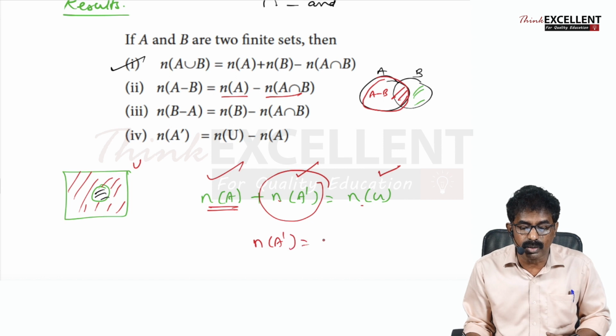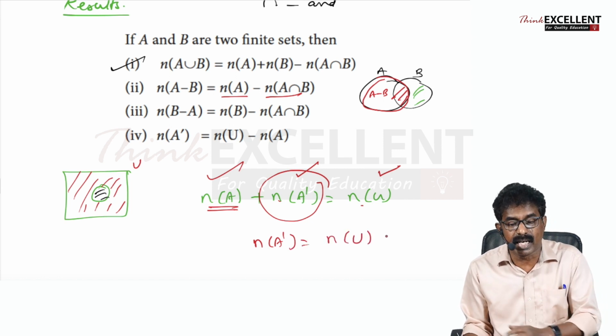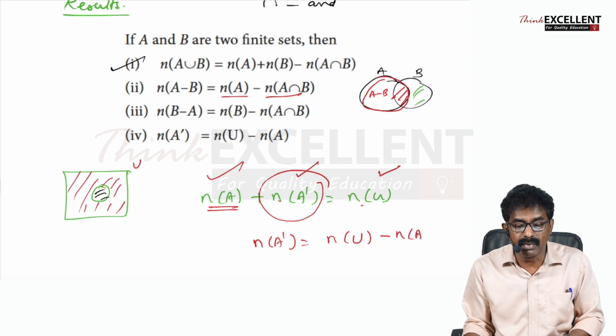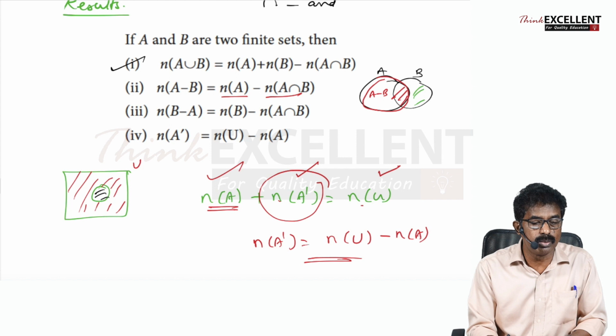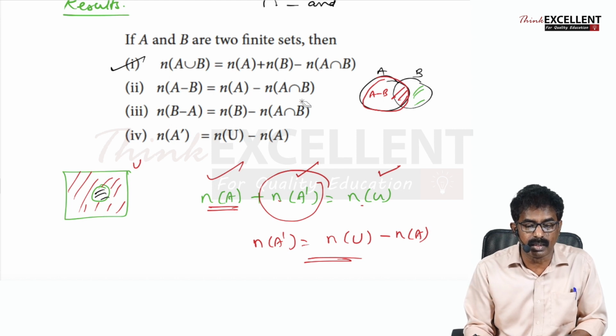N of A dash is equal to... already, on the right side, N of U is there. Take this N of A to that side, it becomes minus N of A. Okay, so this is a very important thing. And in the first one, I want to teach you one more important result. Please listen. In the first one, that is, I said the addition theorem, right?